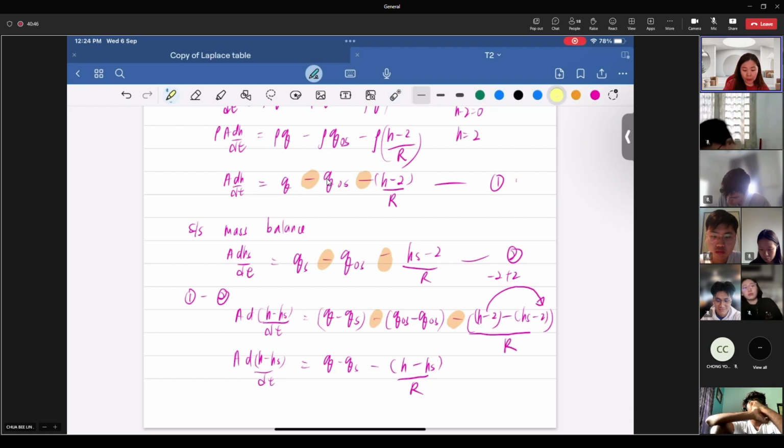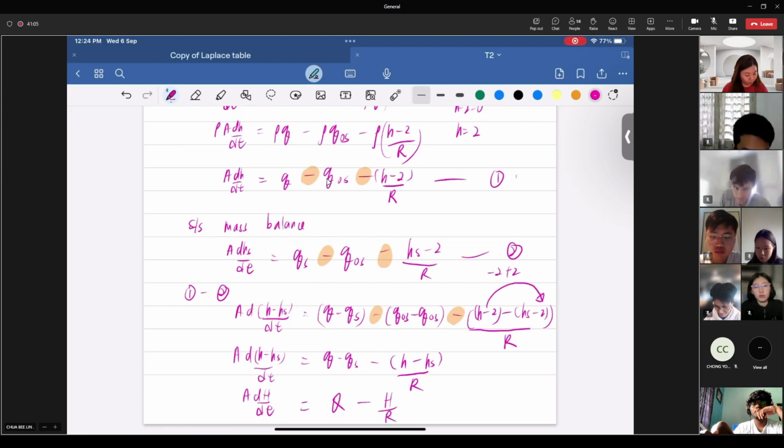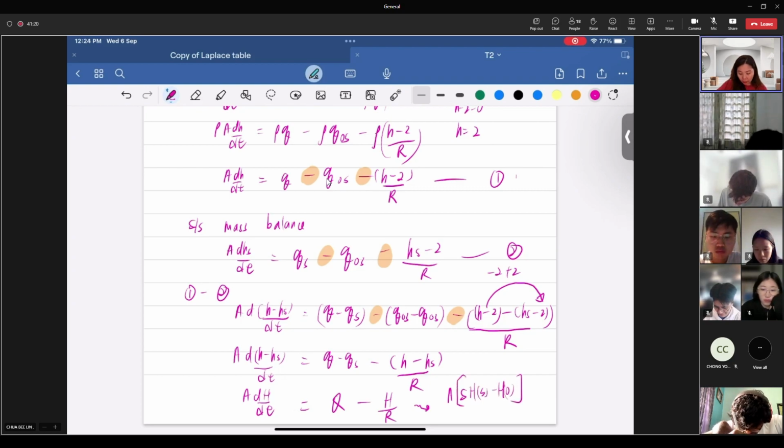Okay, then you introduce the deviation variable, which you have introduced in part A, so you don't need to repeat. You can straight away write A dH over dt equivalent to Q minus H over the R. Then you can Laplace transform both sides to get A times (SHS minus H0) equivalent to QS minus HS over the R. Rearrange so that you will get the answer. I'll give you some time, then I will move to the next page. You rearrange to get HS over QS.